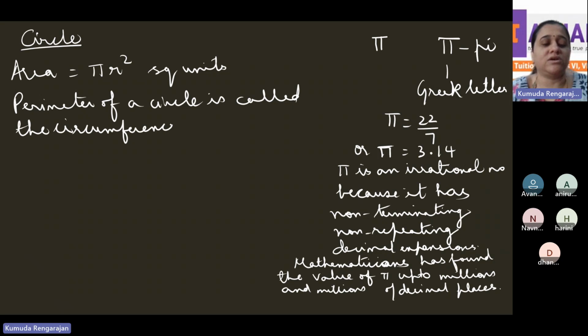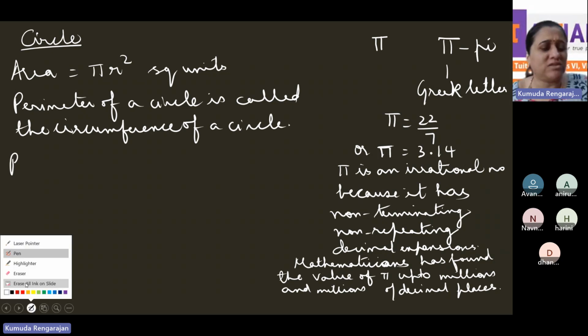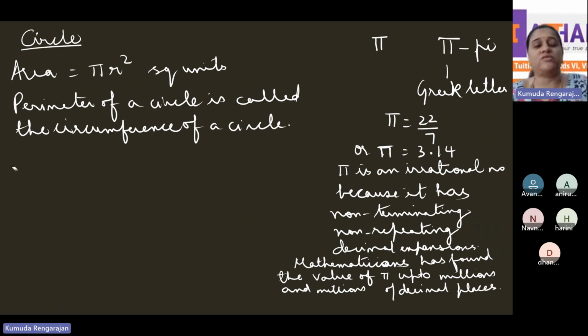Don't write anything now. Circumference of a circle. The perimeter of a circle is called the circumference of the circle. And the formula to find the perimeter or the circumference, both are the same. Perimeter of a circle, circumference of the circle, both are the same.